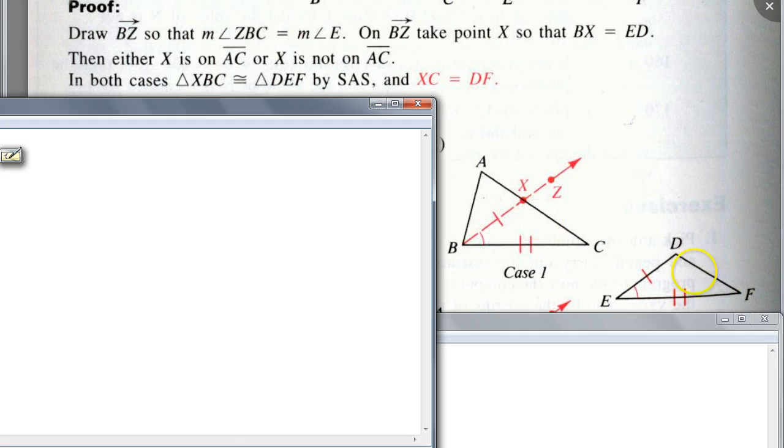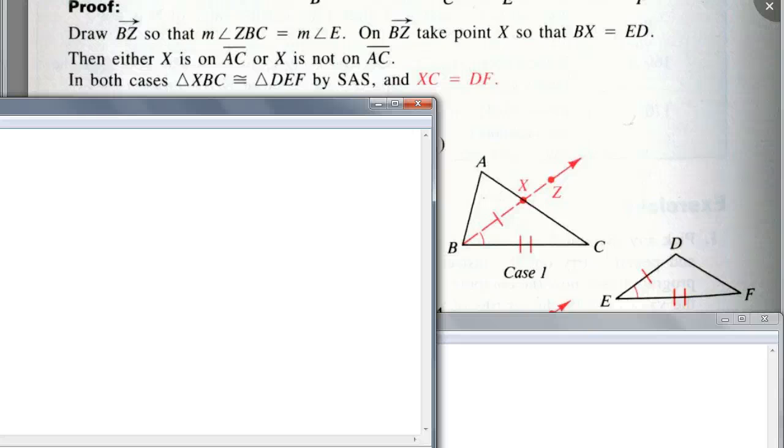AC is greater than? What are we trying to prove here? AC is greater than DF. It's easy to show that if X happens to be on AC. The way to do that, anybody see how that's going to work out? This is sort of the trivial case. If X is on AC, which doesn't guarantee that it will be, but if it is, then it's easy to show that AC is greater than DF.